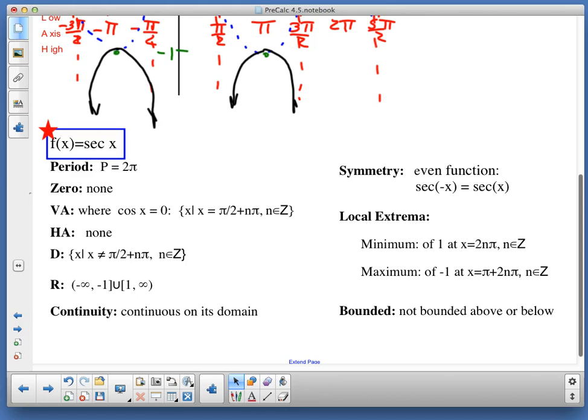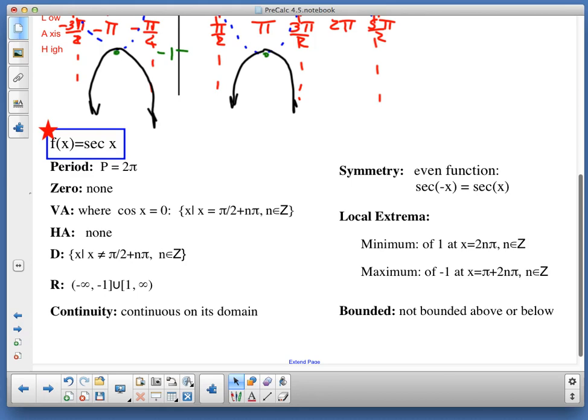Now, remember period. And one of the other reasons why I'm doing this is the period's going to change when we do tangent and cotangent. I'm starting with day 2 because I'm grouping all the periods that are 2 pi big together. Okay, the period of a secant is 2 pi.